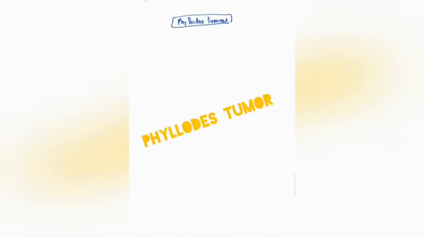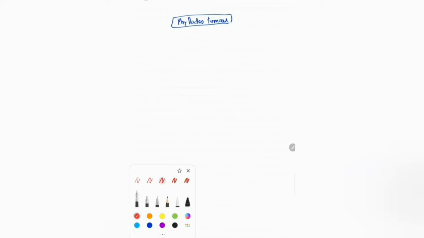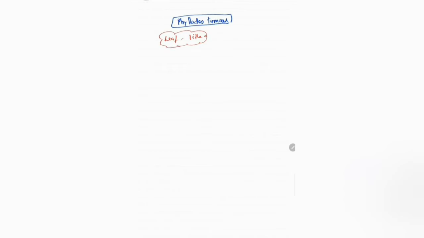Today we will discuss a topic on Phylloides tumor. The word Phylloides tumor is derived from a Greek word phylloides, which means that it's a leaf-like structure. It's more of a benign condition. Almost 90% it is benign. Only 10% it can transform into a malignant.